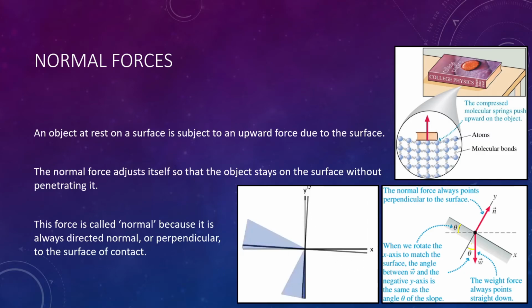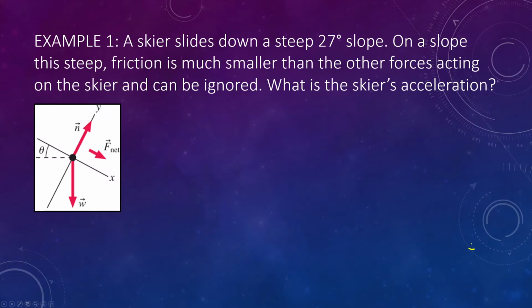So let us conclude with one more example and then working out a few questions. This is example 1 for normal force discussion. It says that a skier slides down a slope at 27 degrees. On such a slope, which is steep, friction is basically negligible, so we're going to ignore friction in this case. The question asks, what is the skier's acceleration?